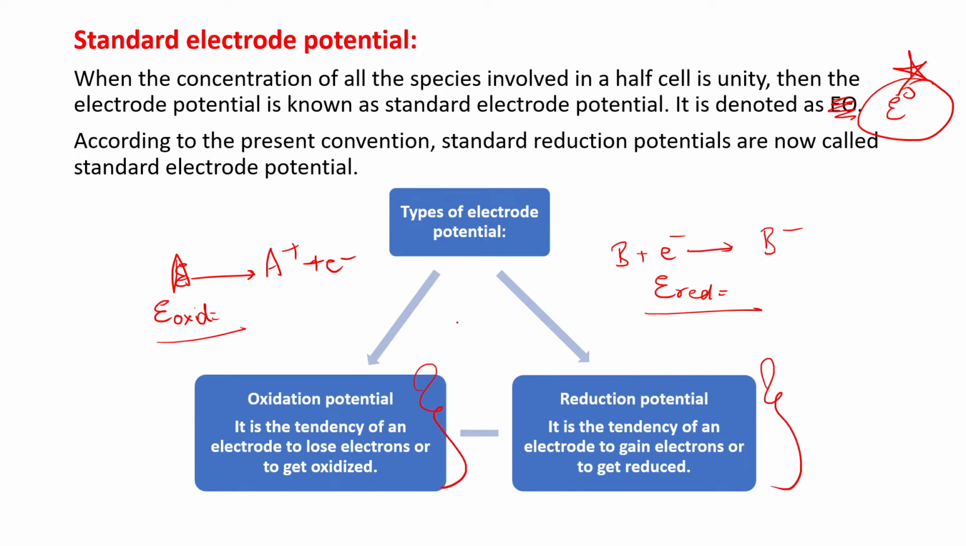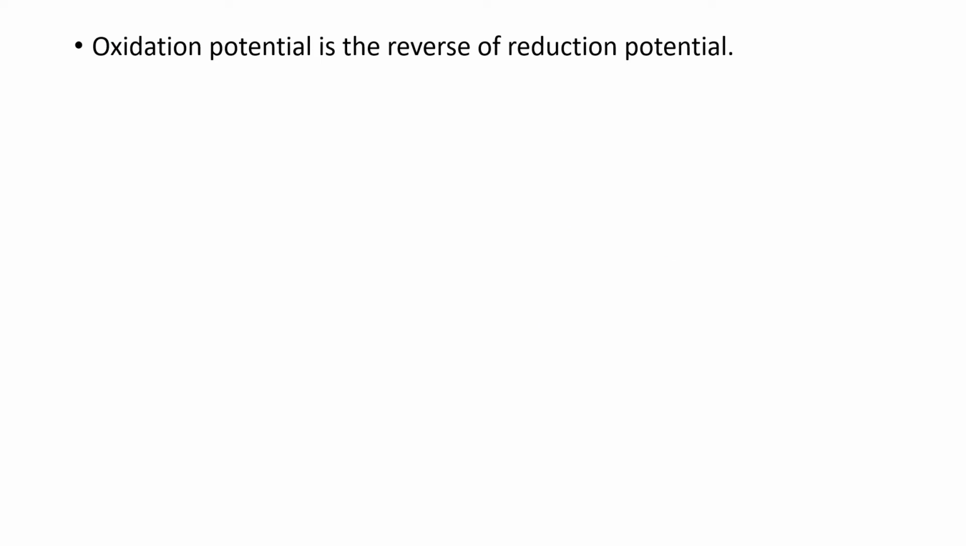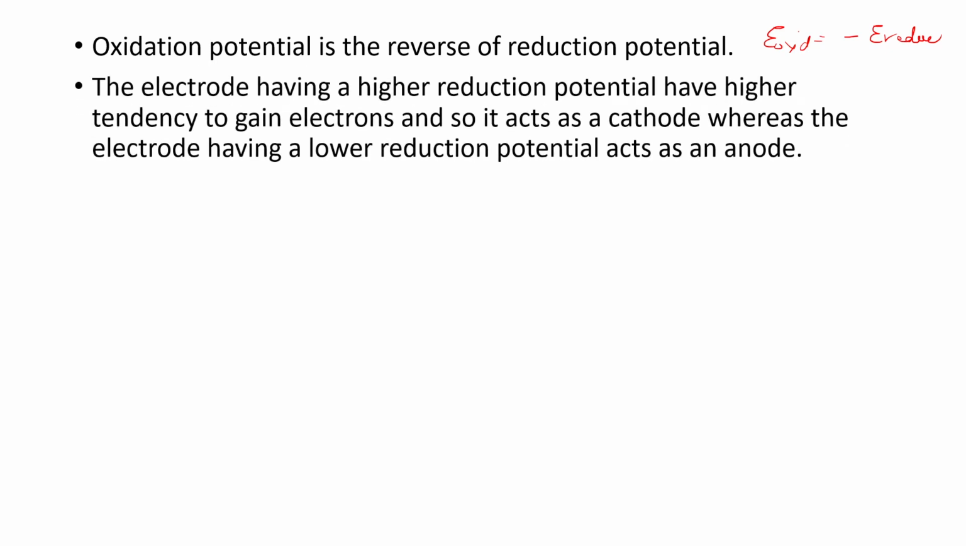Generally, E oxidation is the reverse of E reduction. They are opposite to each other. Opposite means you can just put a negative sign and write the E oxidation value as the E reduction value. Oxidation potential is the reverse of reduction potential. The electrode having a higher reduction potential has a higher tendency to gain electrons, and so it acts as cathode, while the electrode having a lower reduction potential acts as anode.